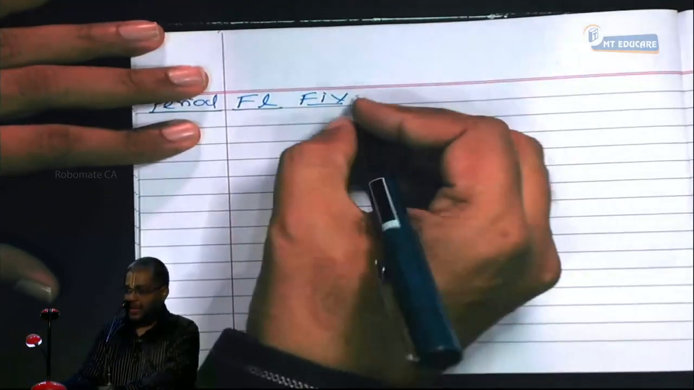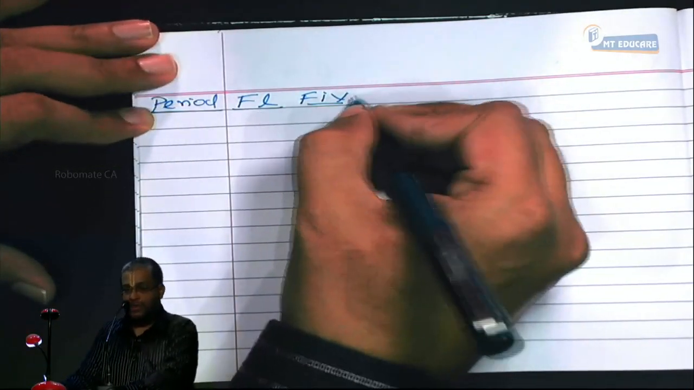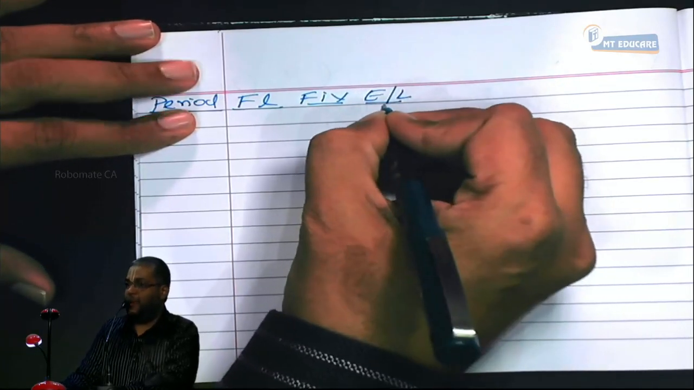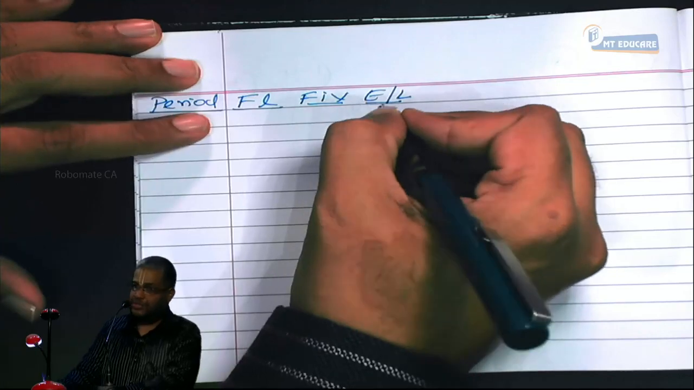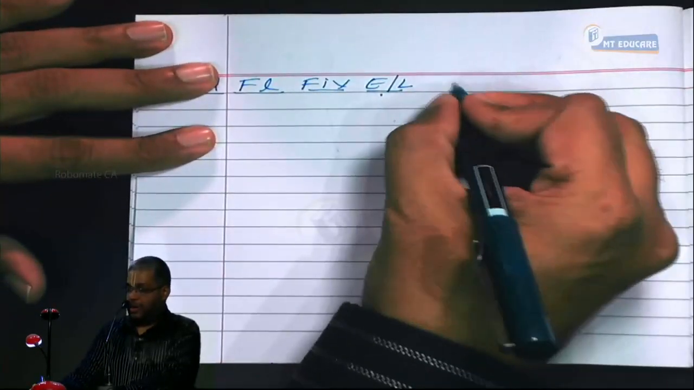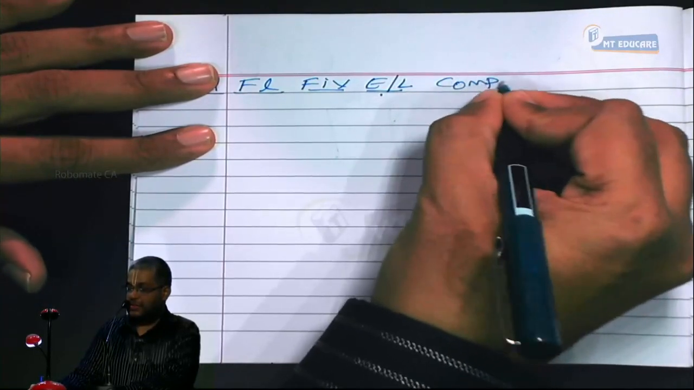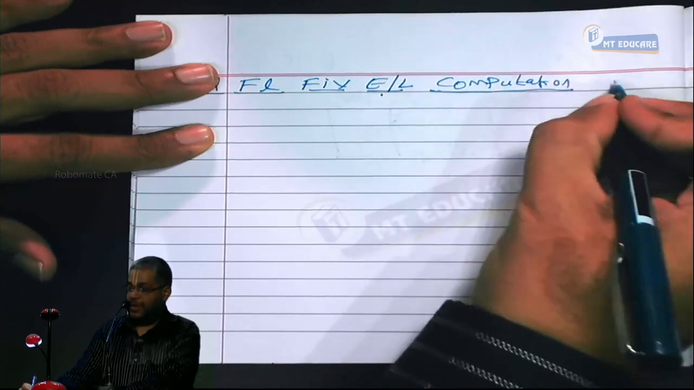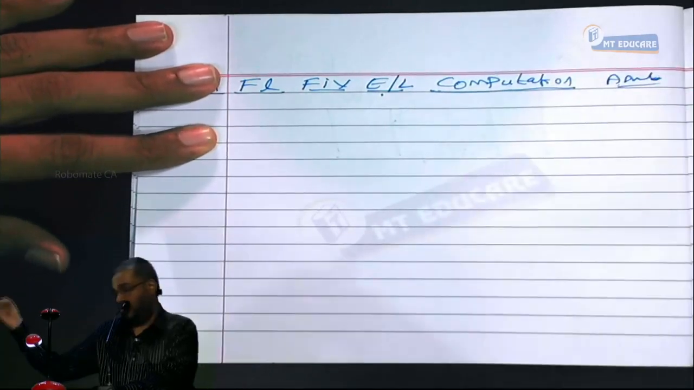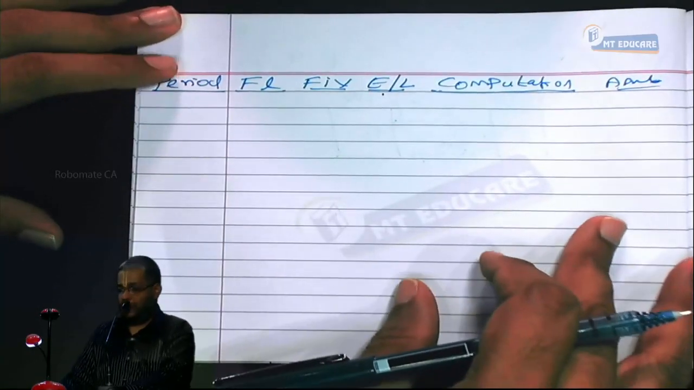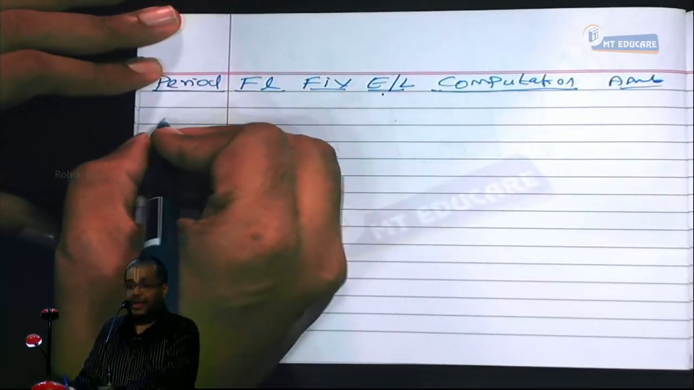Three more columns are there. Just write one word, nearer. Next is ERL. ERL means what? Exercise or lapse. One broad column for computation. Last column is what? Amount. Okay. Now, let's write the period.